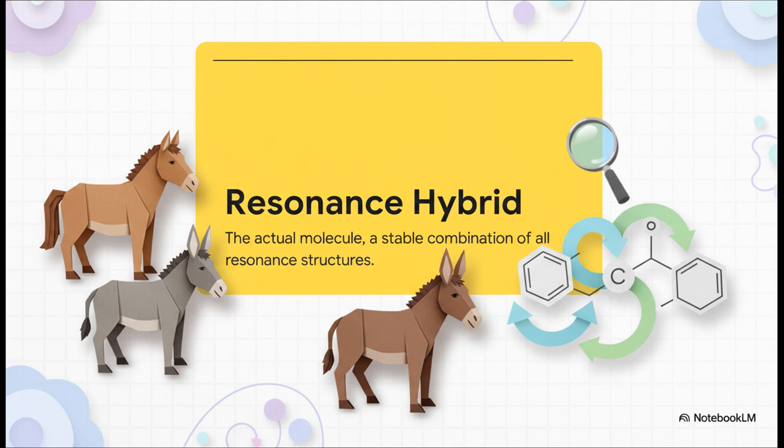Now here's where it gets really interesting. The resonance hybrid is the actual, real-world molecule. It isn't flipping back and forth between these different Lewis structures like a light switch. Not at all. It exists purely as this highly stable blended hybrid at all times. Think of a mule, right? It's a hybrid of a horse and a donkey. It isn't a horse for 1 second and then a donkey the next. It's just always a mule. The resonance hybrid is that true, real-world molecule.